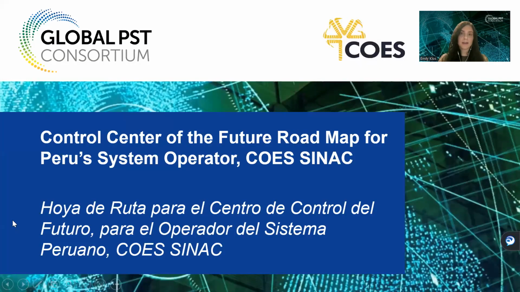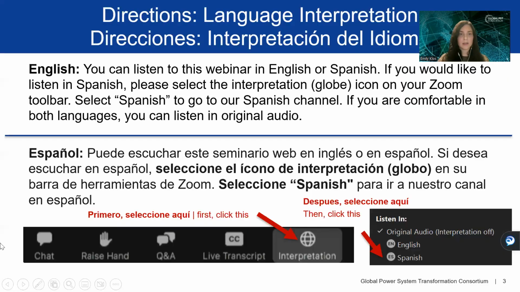My name is Emily Kloss, and I work in communications at the National Renewable Energy Laboratory, and I also support the Global Power System Transformation Consortium, also known as the G-PST. Today's webinar is hosted in collaboration with Peru system operator COES alongside the Electric Power Research Institute, and today's topic will be on the control center of the future roadmap for Peru's system operator.